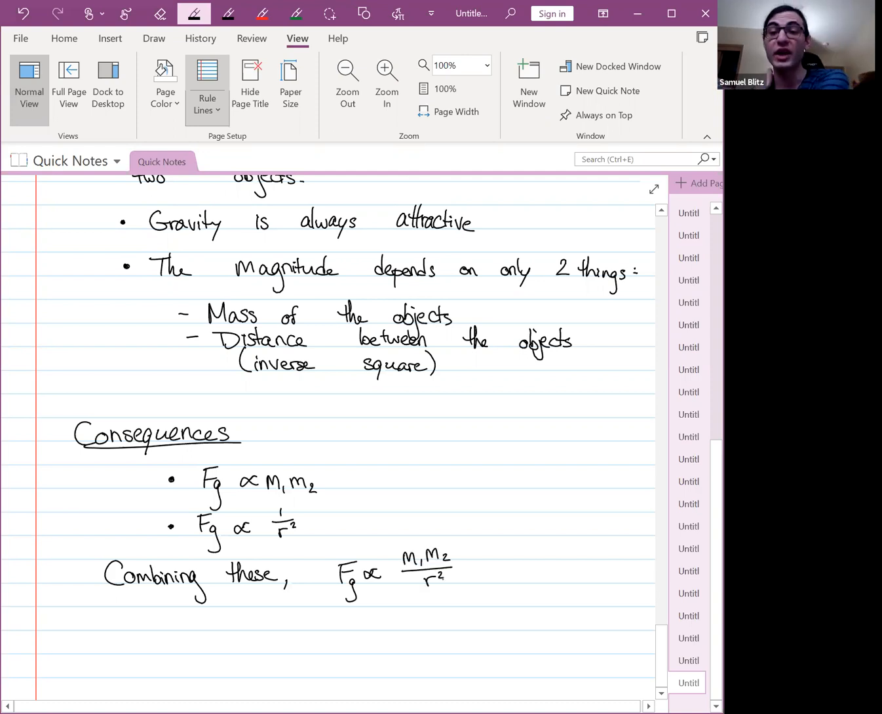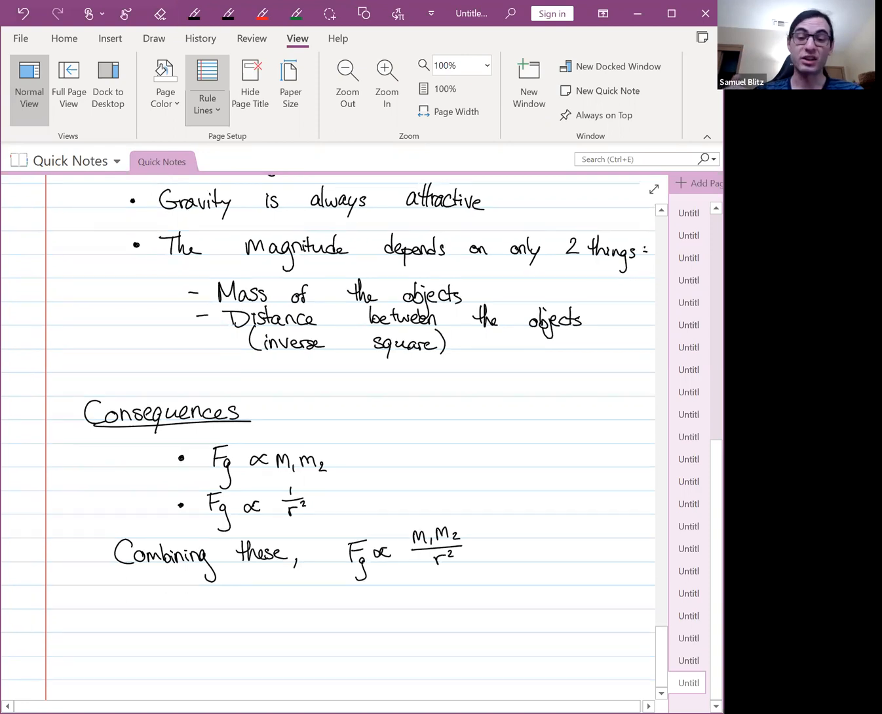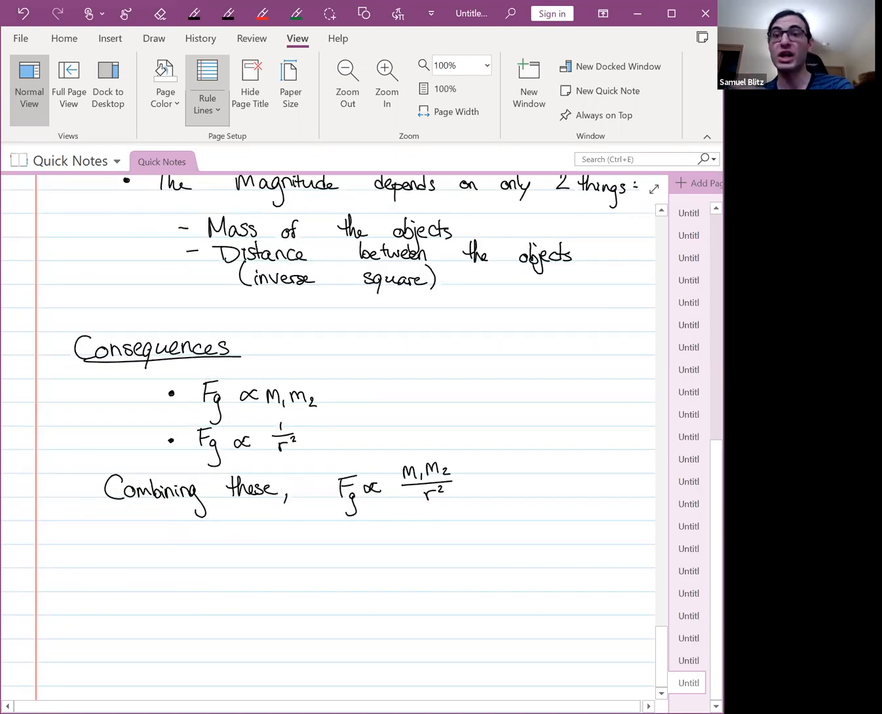Now that's assuming there's nothing else that affects the force of gravity, and as far as we can tell, at least from Newton's perspective, that is just it. The last thing to do is to change this proportionality into an equality. Proportionality just means that if you multiply the thing on the right by a particular number, you'll get the thing on the left. We can just measure that particular number. It's big G. So putting this all together, the magnitude of the force of gravity is big G times m1 m2 divided by r squared.